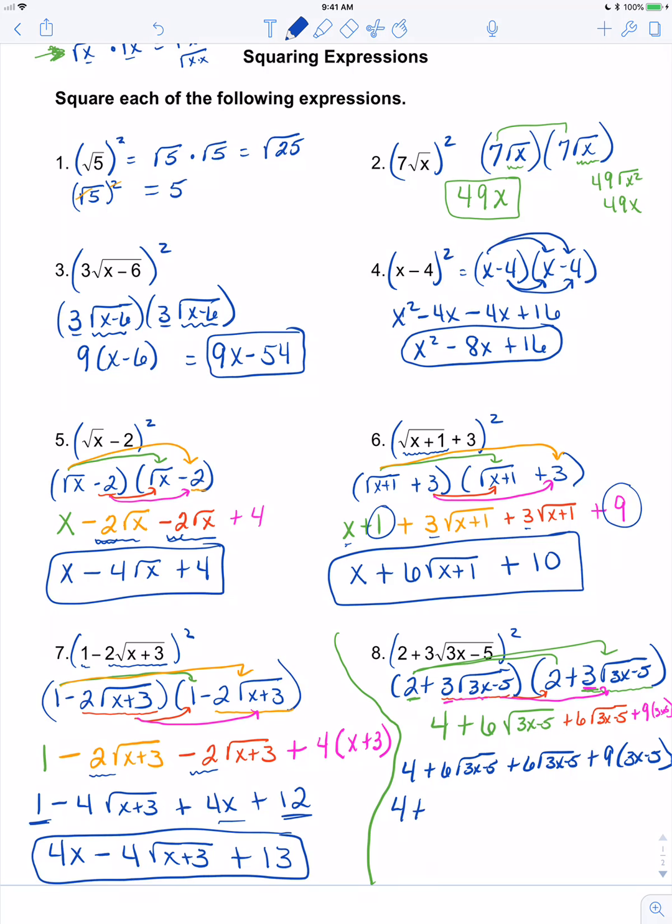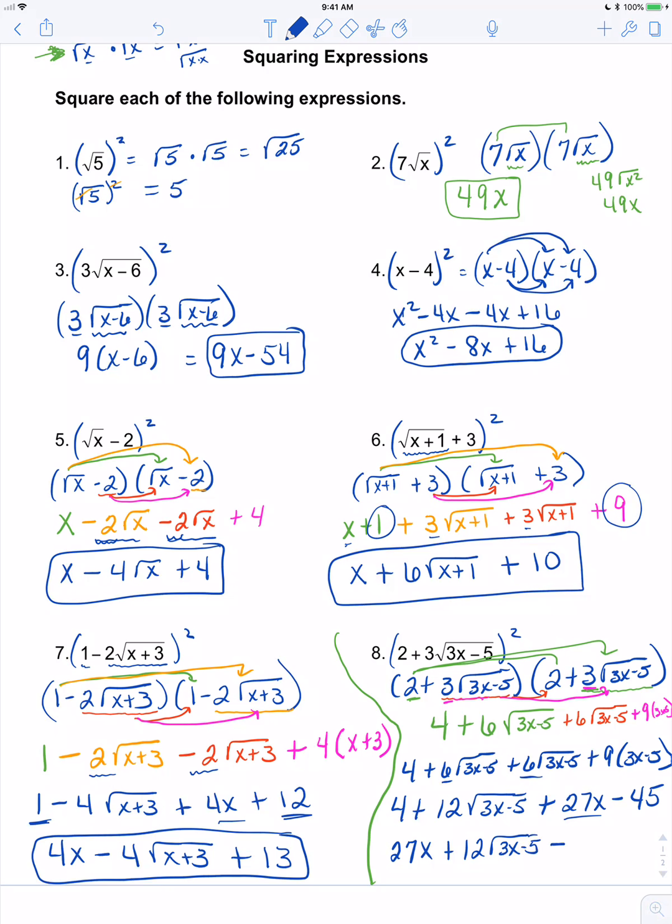Okay, let's join our like terms. We've got 4 plus, again, we can only add the outsides of those, outside the radical, 12 square roots of 3x minus 5. Now let's distribute that 9. 9 times the 3x gives us 27x, and 9 times negative 5 is negative 45. So let's list these in correct order. 27x plus 12 square roots of 3x minus 5.